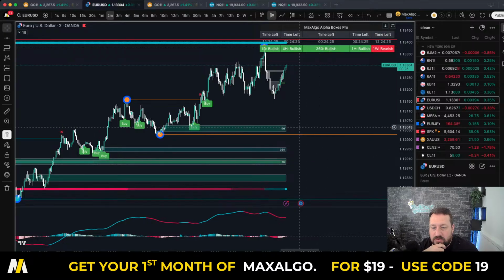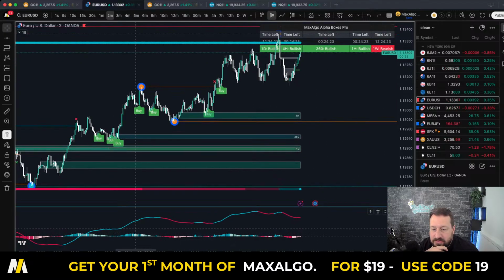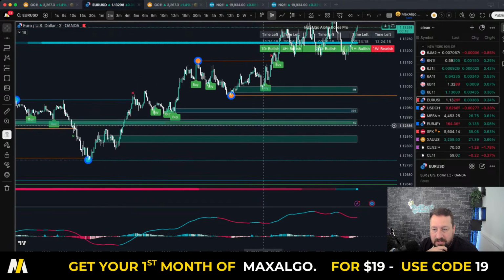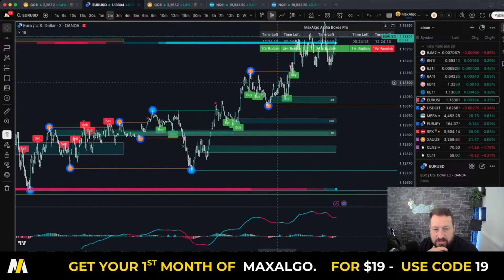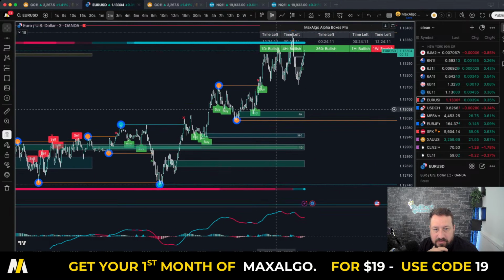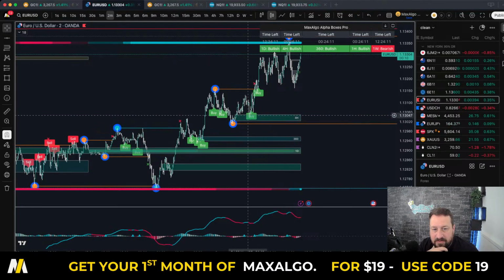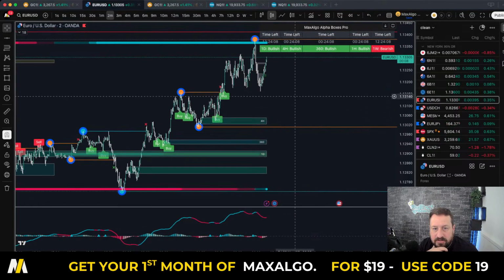We want to make sure that we're trading out of support and resistance, right? So we're above the zero line, so we're bullish on a higher time frame. 6 hour bullish, 4 hour bullish. Just missed the trade, right? We just weren't there at the push.